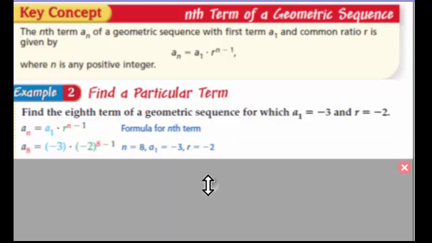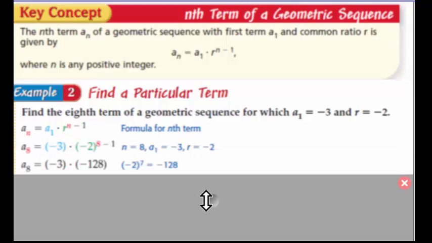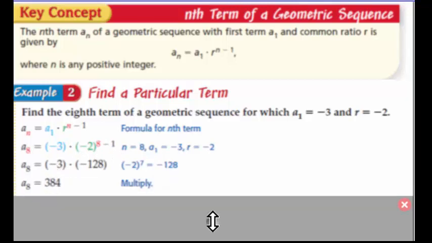We just plug all that in like I just said. Then we end up with negative 2 to the 7th power, which is negative 128. So negative 3 times negative 128 is 384. So the eighth term is 384.